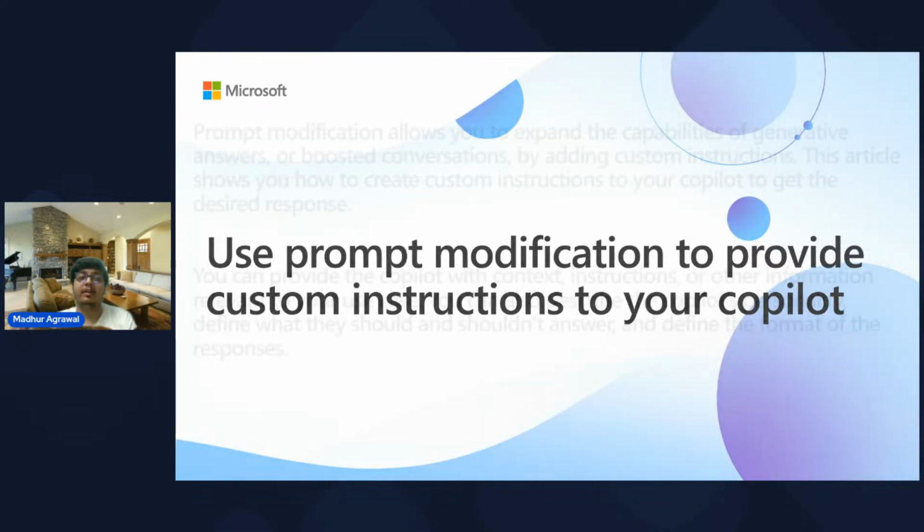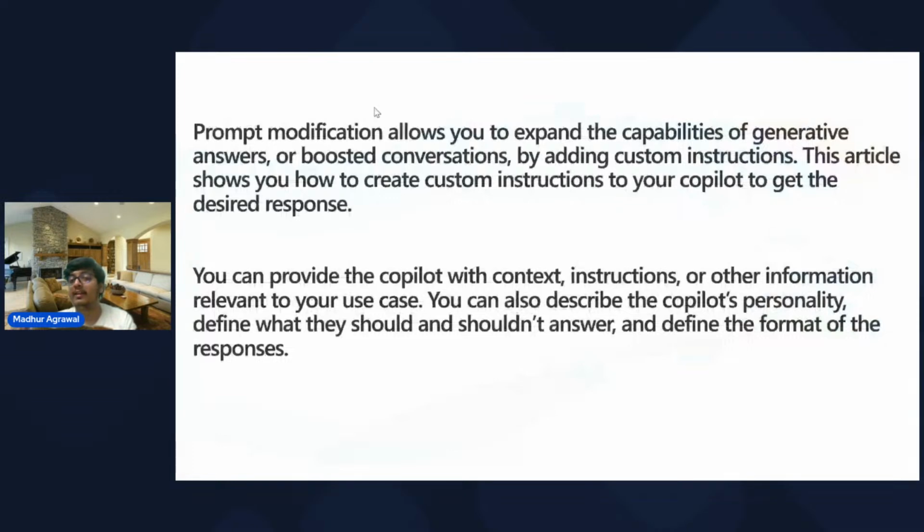Prompt modification basically allows you to expand the capabilities of generated answers or boosted conversations by adding custom instructions. It shows you how to create a custom instruction for your Copilot to get the desired response. If the response was generic, it can be made more specific if your prompt is modified accordingly. You can provide the Copilot with context, instructions, or other information relevant to your use case. You can also describe the Copilot's personality, define what it should and shouldn't answer, and define the format of the responses.